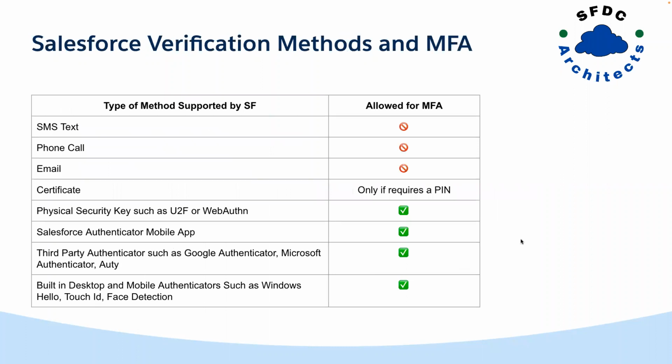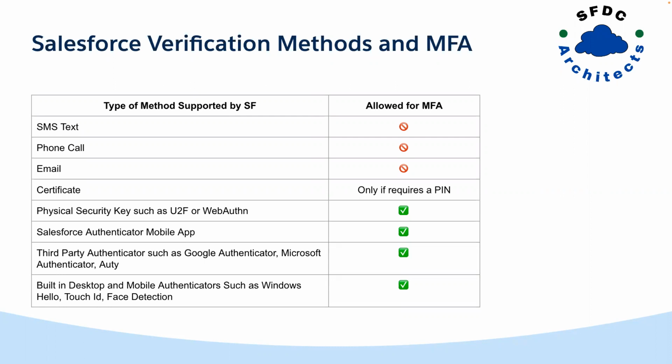So verification methods. They don't allow SMS. They don't allow a phone call. Nobody at Salesforce is sitting waiting to call you with a code, right? Your bank might. I know I can call my bank and they can allow me into my account if I have no other ways to get in there. Certificates were interesting to me. You can use a certificate, but only if it requires a PIN. If it doesn't require a PIN, you cannot use a certificate for MFA.